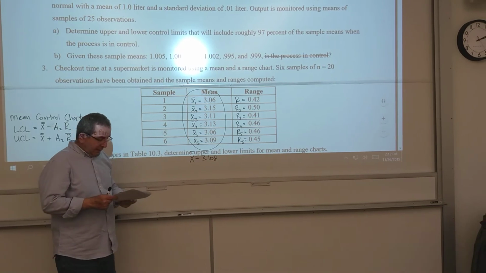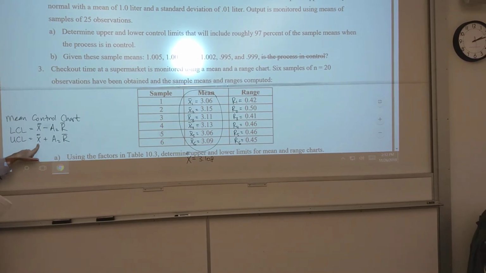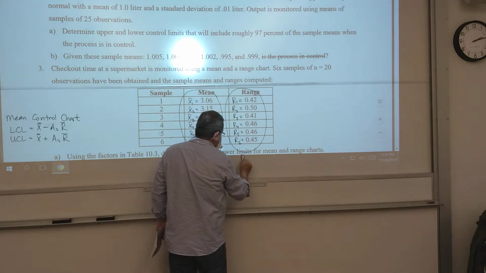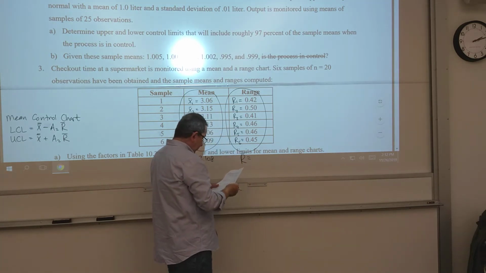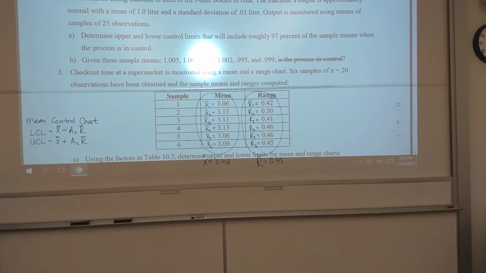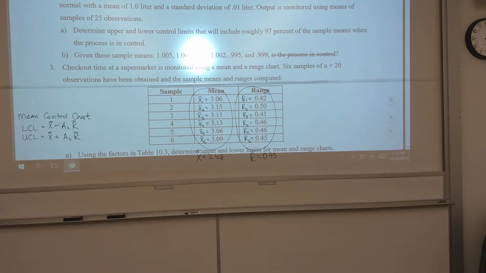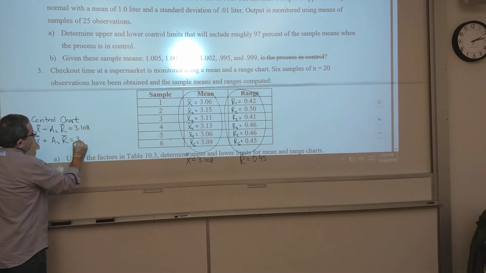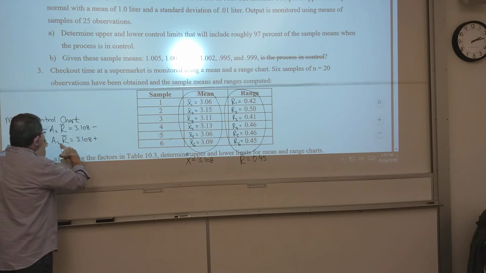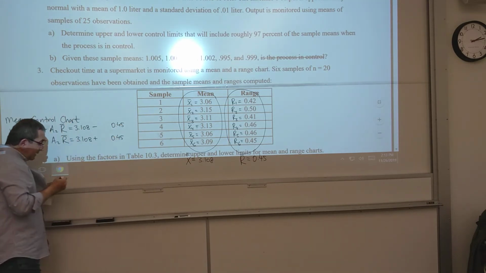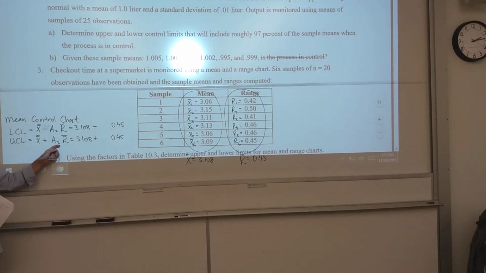Okay. So we have found x double bar. Now let's find R bar. R bar is the average of these ranges, and it is 0.45. Okay, so now we can plug these in. So 3.108 minus plus, we don't know A2 yet, so 0.45. Okay. So the only thing we need to find now is A2.